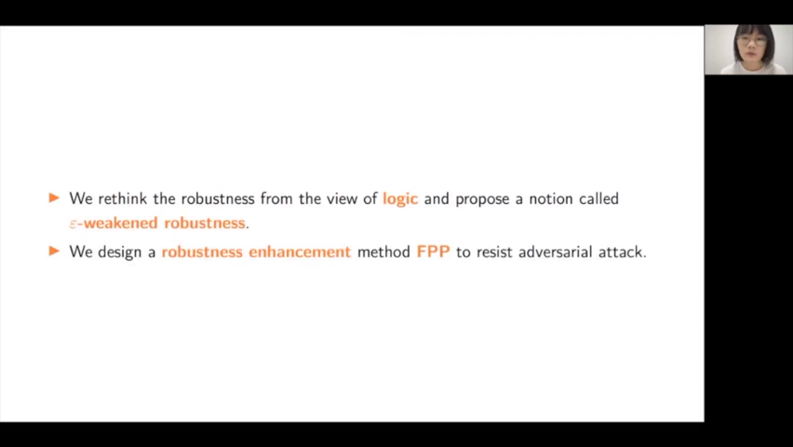In conclusion, we rethink robustness from the view of logic and propose a notion called epsilon weakened robustness, and design a robustness enhancement method FPP to resist adversarial attacks. Hopefully, our work can lead to more thinking about the theoretical basis of deep learning-based software quality.